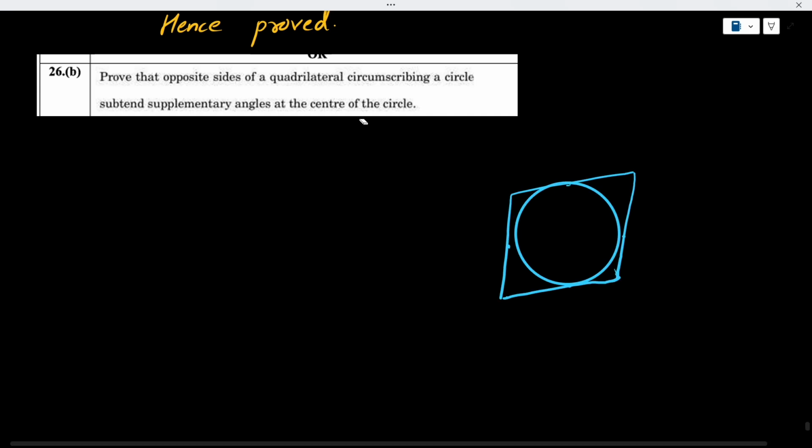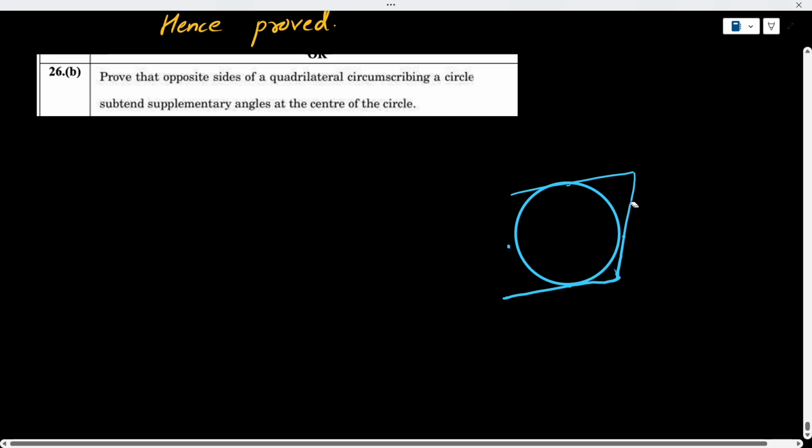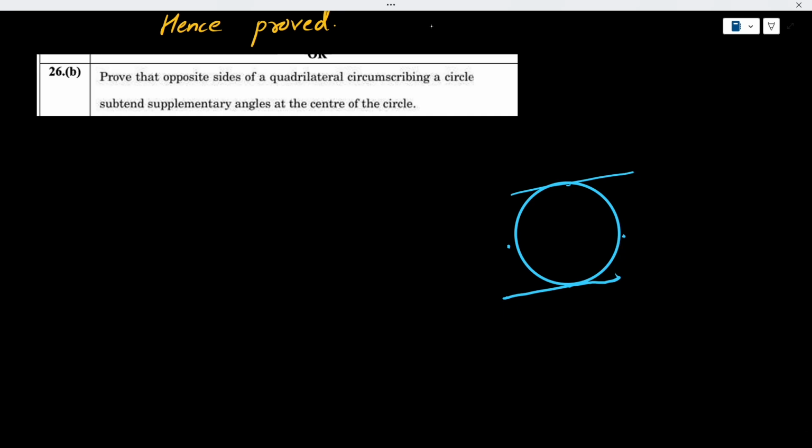What does it say? Prove that opposite sides of a quadrilateral circumscribing a circle subtend supplementary angles at the center. So here the figure is not given, so half mark will be there for drawing the figure. A quadrilateral circumscribing a circle means it should touch the circle, right? So first you can draw the circle and then you can draw the sides, so that will be easy, right? Yeah, this is there, and here this is another tangent. So now if I take ABCD as a quadrilateral, and this is the center of the circle circumscribed here.